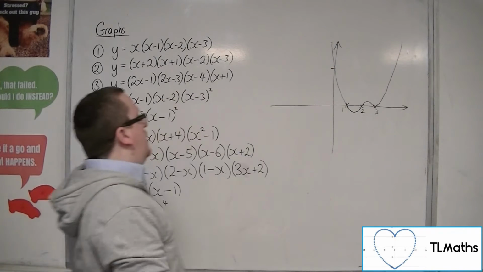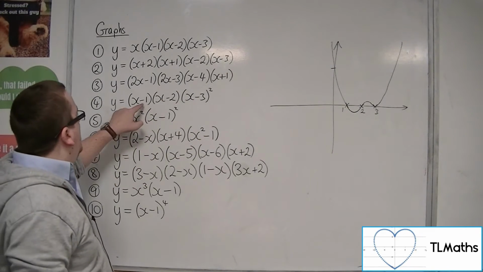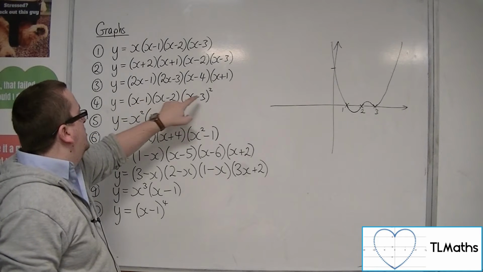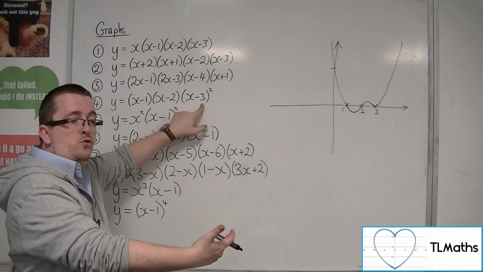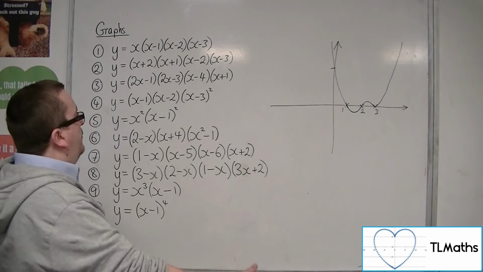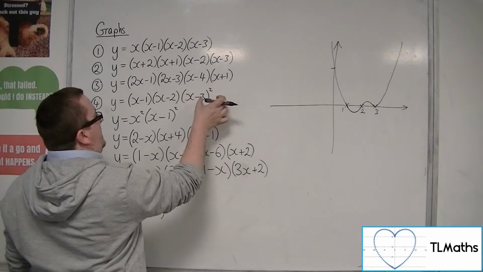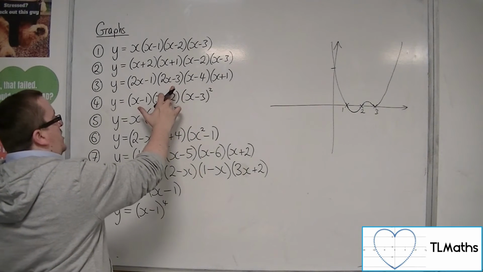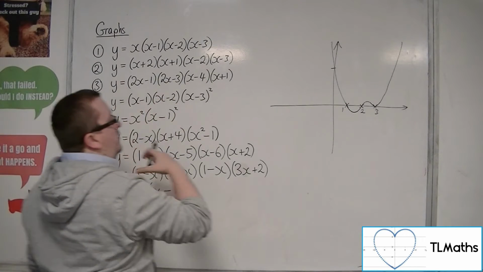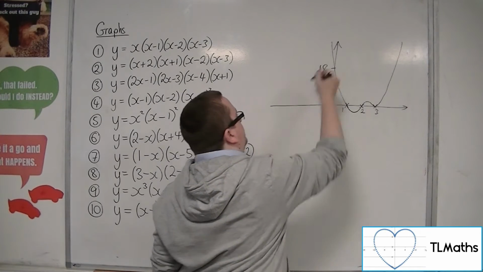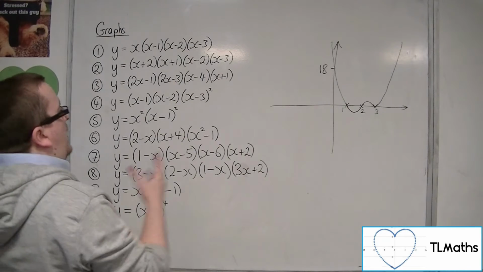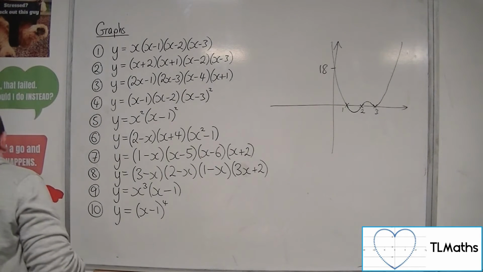Now we can also identify where it's crossing the y-axis by multiplying minus 1 by minus 2 by minus 3 by minus 3. Okay, so you've still got 2 minus 3's there. So that would be 9 times minus 2 is minus 18 times minus 1 is positive 18. Okay, and that is the curve.